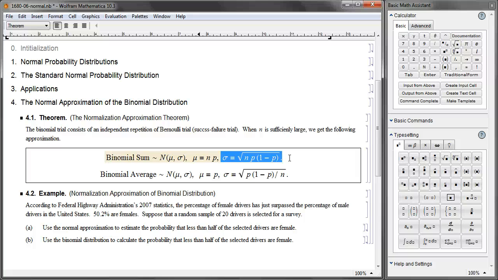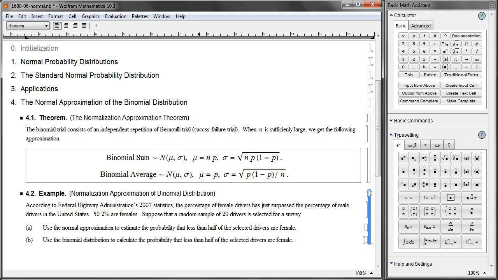Now for binomial average, well, divide everything by n. So what do we get? np divided by n, so we get mu equals p for average. For standard deviation, we just divide by n, which is equivalent to dividing by n squared from the inside of the square root, eventually generating something like this.